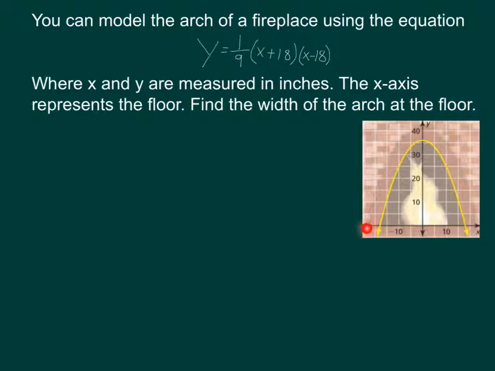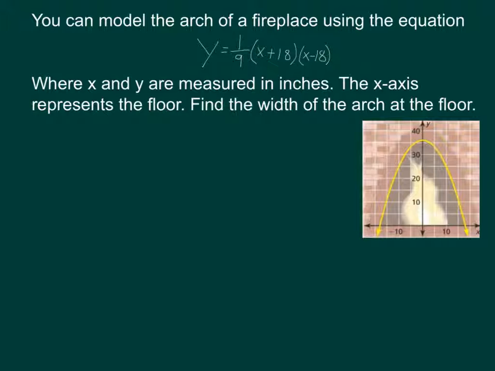Now the x-axis, this horizontal axis here, represents the floor. We want to use our equation to figure out the width of the arch at the floor, this distance right here. Based on our diagram, it's a little tough to see what the point is on the x-axis that the curve, which is called a parabola, crosses. And so what we're going to do is use our equation and the factored form that it's in to hopefully solve for some values of x.